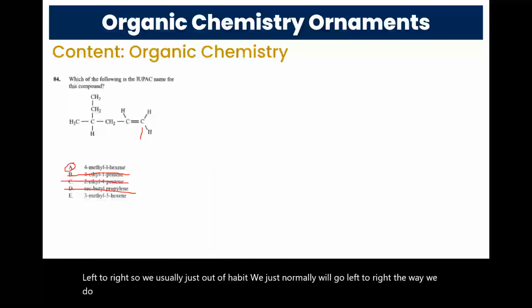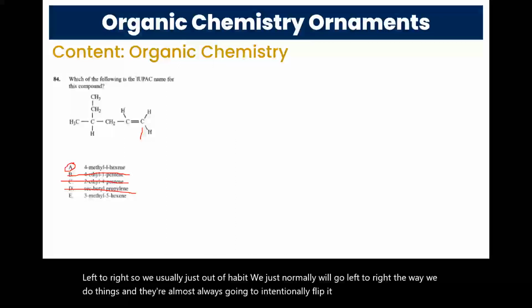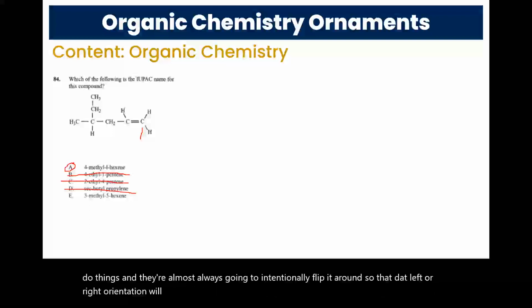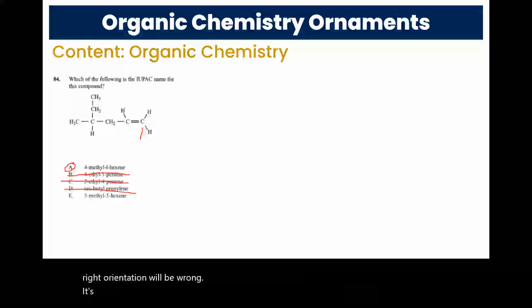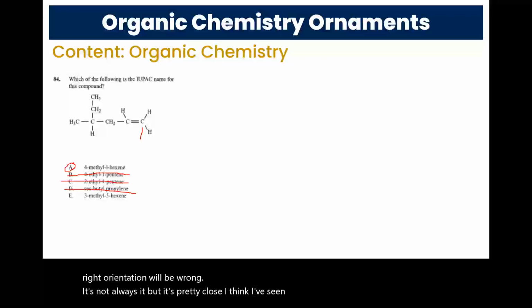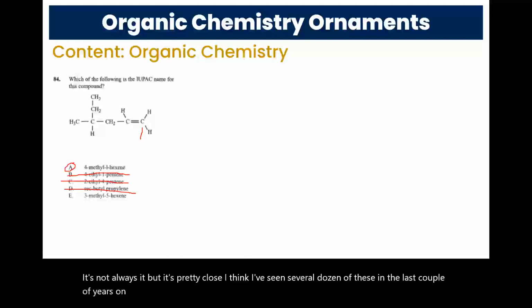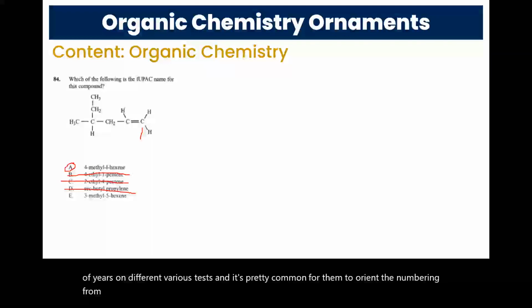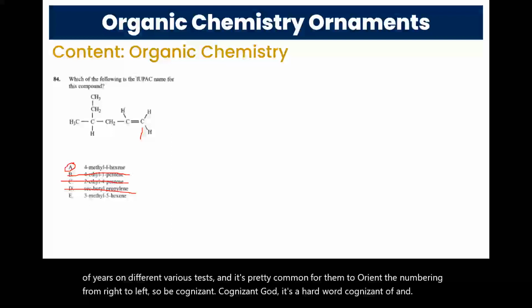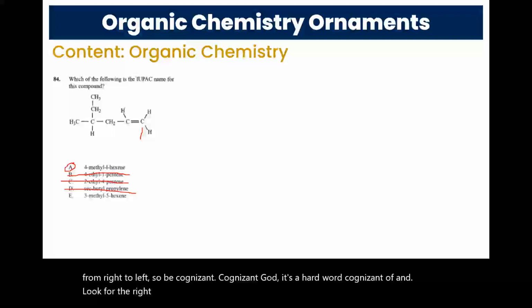And they're almost always going to intentionally flip it around so that that left to right orientation will be wrong. It's not always, but it's pretty close. I think I've seen several dozen of these in the last couple of years on various tests. It's pretty common for them to orient the numbering from right to left. So be cognizant of that, and look for the right to leftness of it. If it's not there, then go left to right.